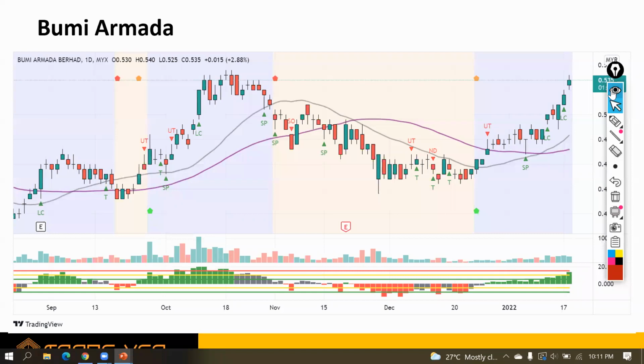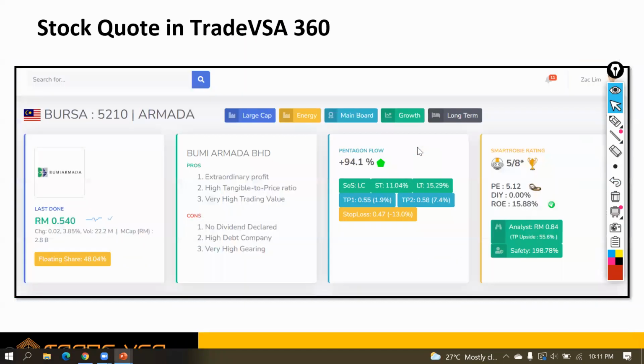Okay, now for example, in this Bumi Armada chart over here, where is the resistance and supports? Again, supports we're referring to a cut loss area. Okay, so with TradeRacer 360, again, members, please fully utilize this information. Whenever you key in this search bar, key in Bumi Armada, and you search, this information should be available in your TradeRacer 360.